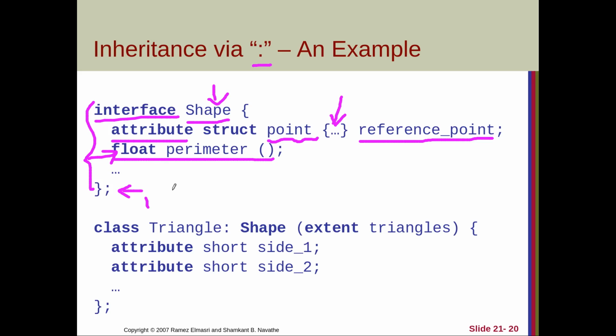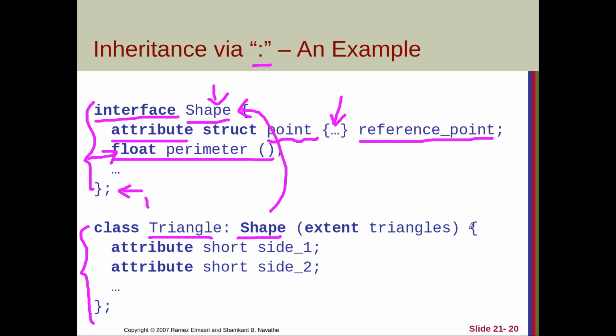Now we will see how we can utilize this interface shape in a class. Now this is the class definition. Class name, so class triangle colon, that means this class is going to take the properties of an interface. So triangle colon shape, where shape is the name of this particular interface, and I am giving an extent name triangles by using extent triangles.